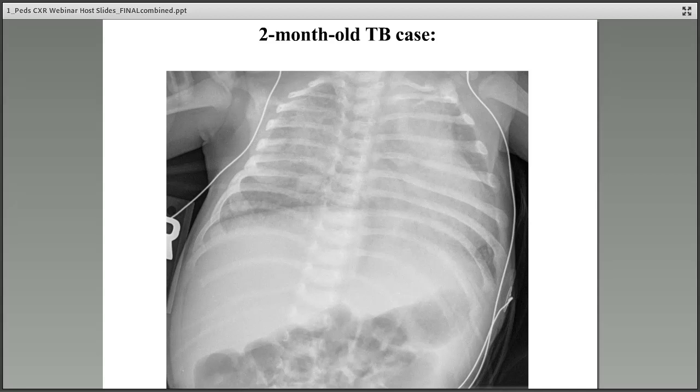Here is a 2-month-old TB case. You can see that the patient has diffuse parenchymal opacities. Although evaluation of hilar adenopathy is very challenging in this case, this is because the patient is rotated, as you can see by the displacement of the spinous processes.